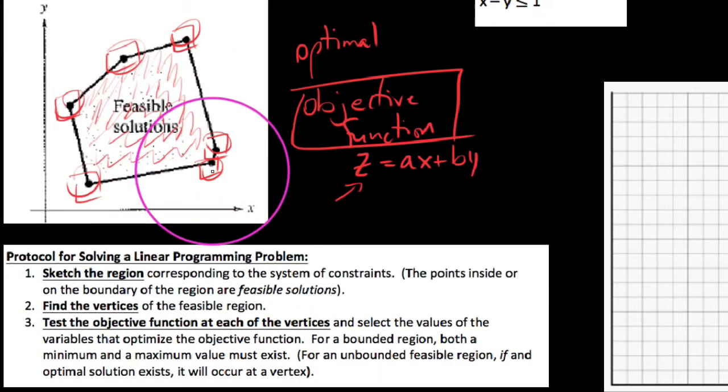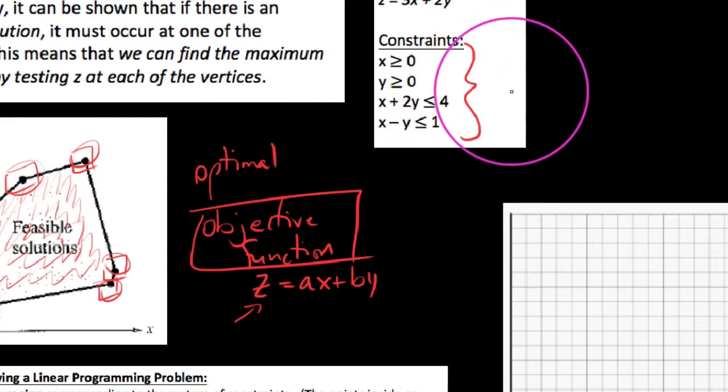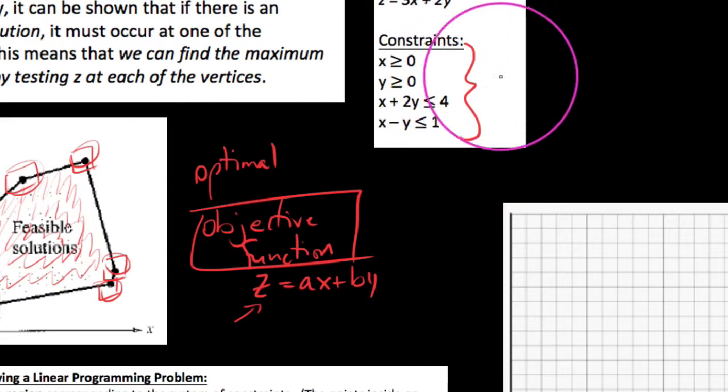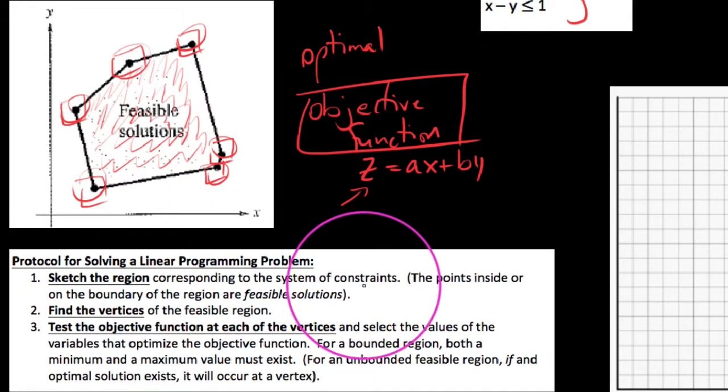Okay. So there is a process to this, and here are the protocols for solving a linear programming problem. Number one: let's sketch the region. You'll notice up here I've already got some constraints. These are the things that bind our set of possible solutions that make everybody happy here. I want to sketch the corresponding system of constraints and find the feasible region.